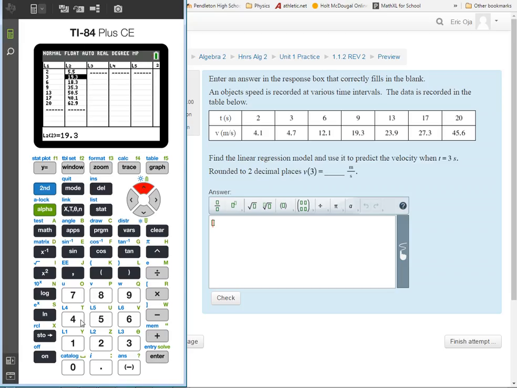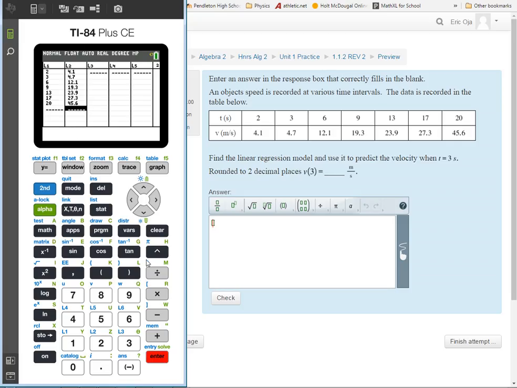On the other side, y values: 4.1, 4.7, 12.1, 19.3, 23.9, 27.3, and 45.6.